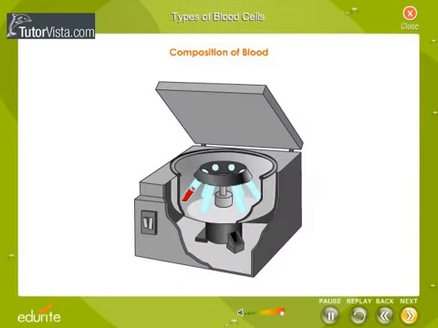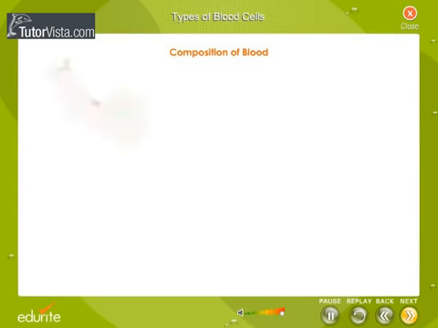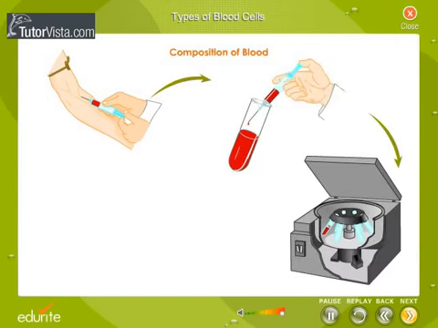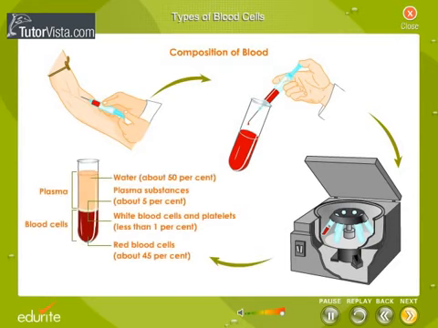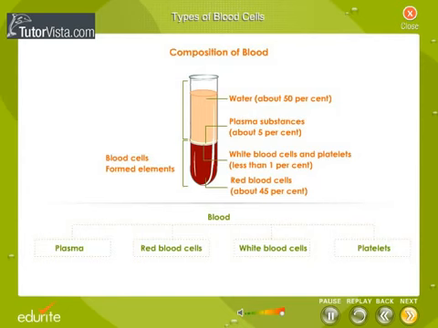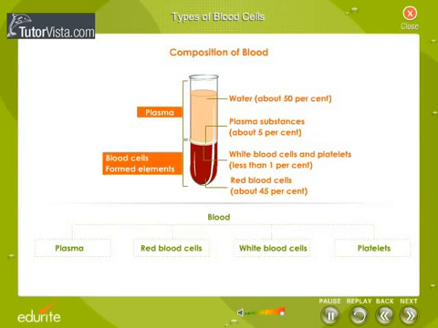Let us understand the method of finding out the composition of blood. Collect a sample of blood and transfer it into sterilized test tubes. Centrifuge the blood samples and observe the separated components under a microscope to study the composition of blood. The components of blood may broadly be divided into plasma and formed elements. Thus, blood is composed of four major components: plasma, red blood cells, white blood cells, and platelets. You may click on the links to know more.